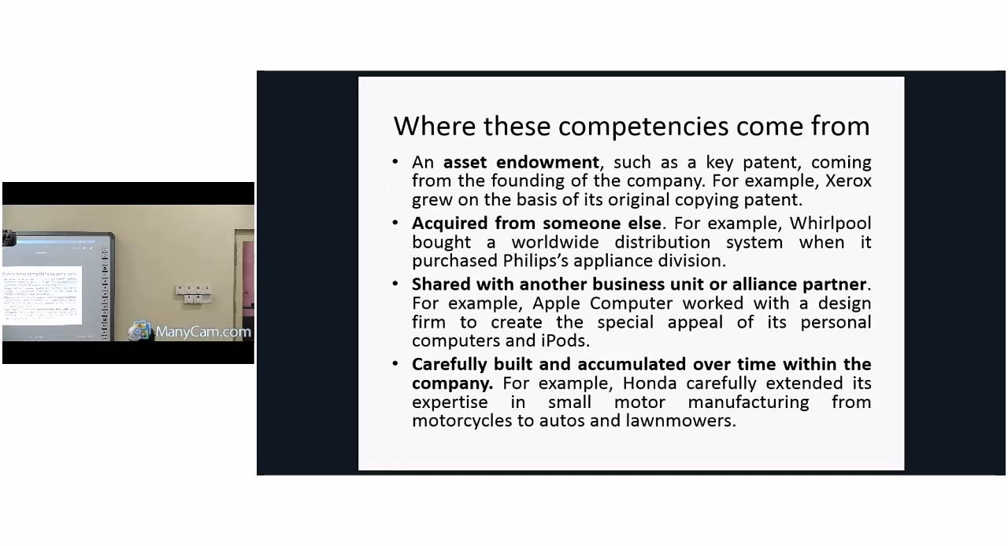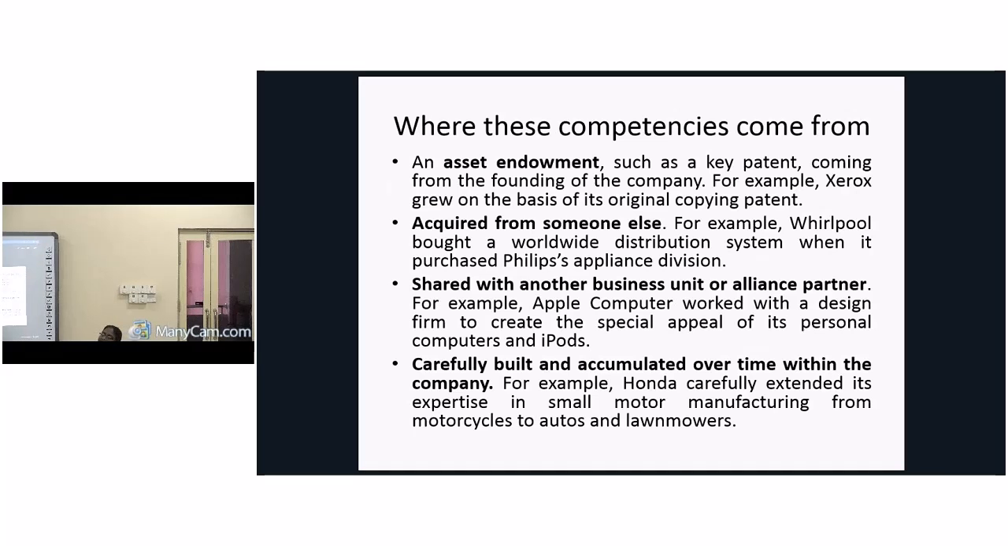So where do these competencies come from? Organizations can accumulate, organizations can collect these competencies in different ways. One is asset endowment. Asset endowment means such as a key patent coming from the founding company. That is a key patent coming from the founding company, asset endowment.